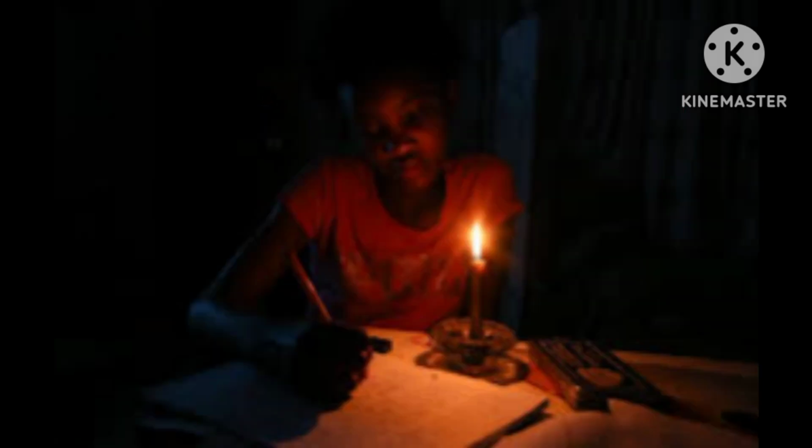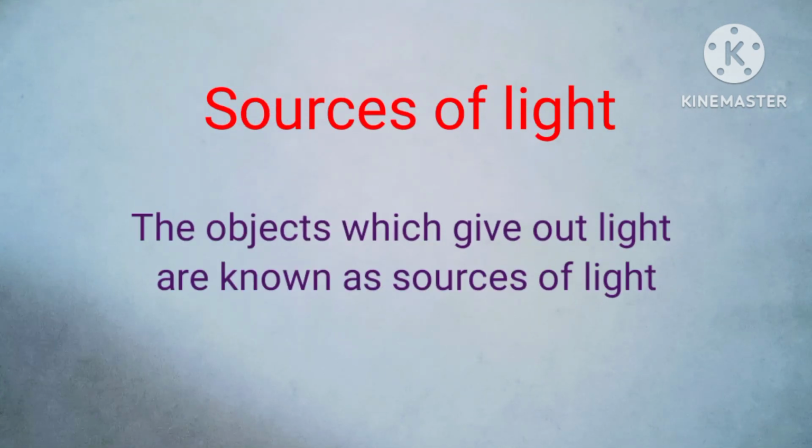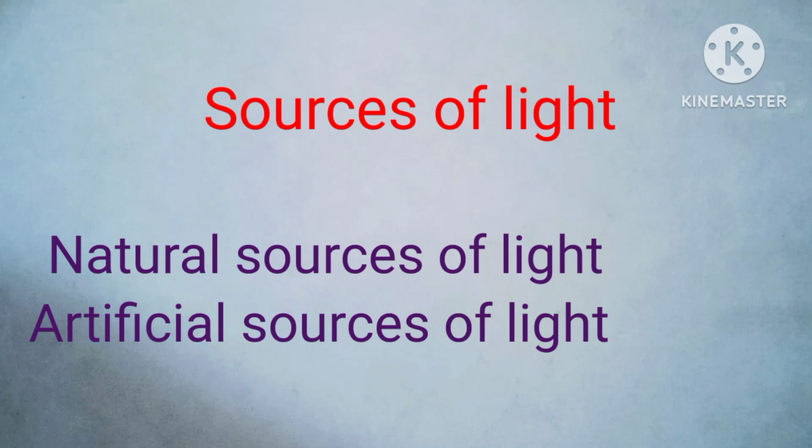We get light from sources like a torch, bulb, tube light or the sun. Sources of light. The objects which give out light are known as sources of light. It may be natural sources of light or artificial sources of light. Let us study one by one.